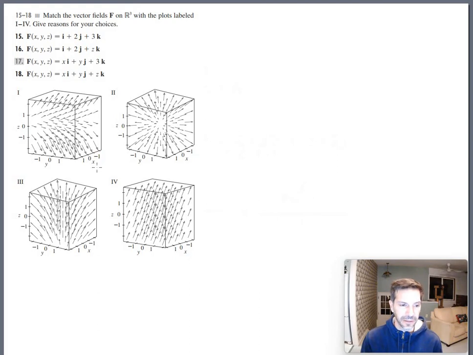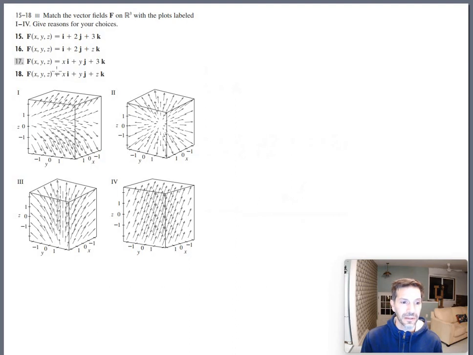So you will want some sort of graphing app if you need to graph some 3D vector fields. I did give you a link to a 3D grapher as well, although I don't think you'll need it for this homework. But hopefully you can still look through number 15, for instance. Apparently all the vectors are 1, 2, 3, no matter what, there's no x's or y's or z's involved on number 15. So for 15, you should be looking for one where every single vector is the same.